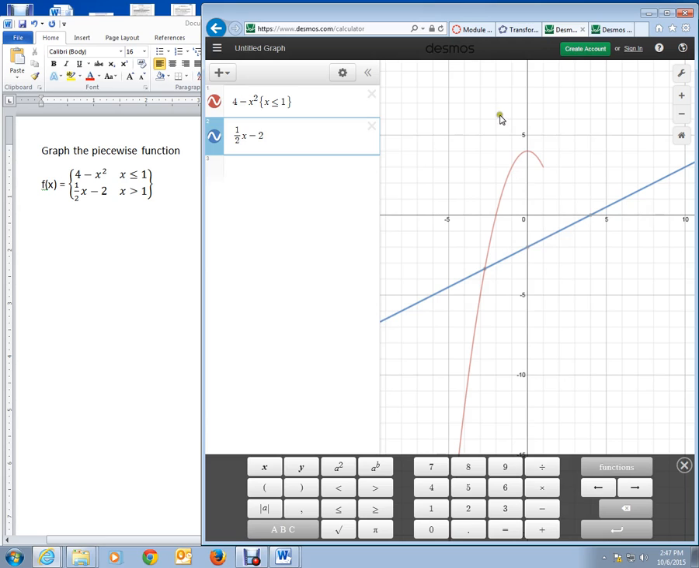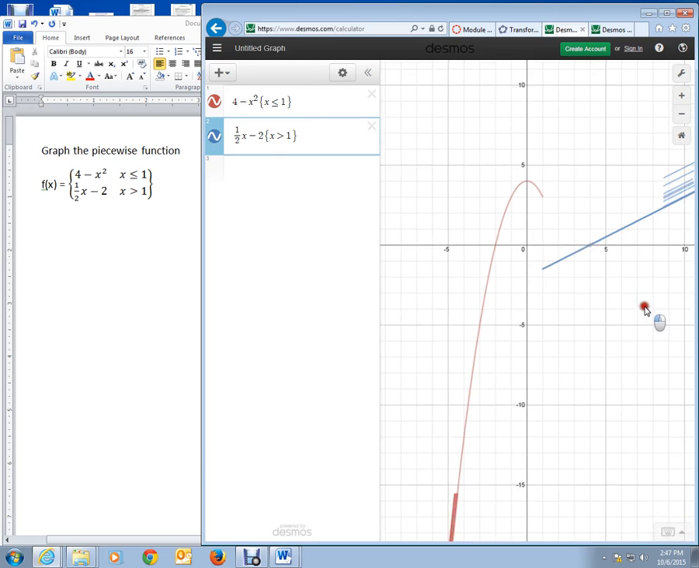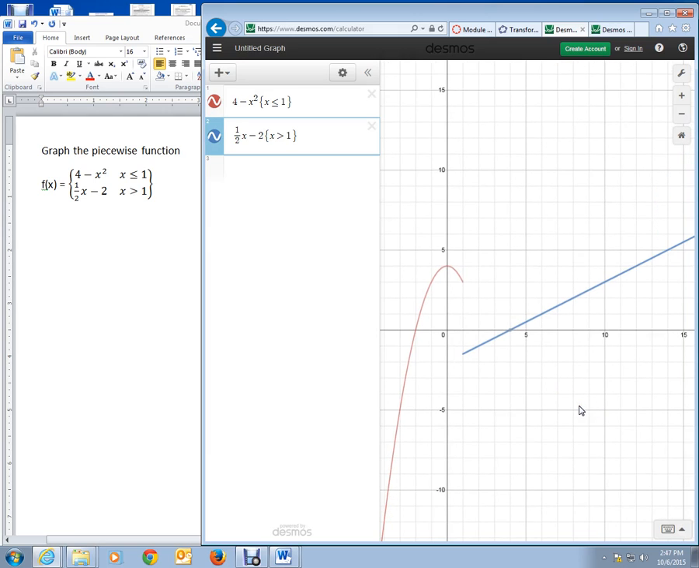But then this does not pass the vertical line test. This is not a function the way it's defined. So we'll go up here and we'll put in the curly braces, and we'll specify for values of x strictly greater than 1. And there we have it. We have our graph of the piecewise function, the downward parabola, 4 minus x squared for values of x less than or equal to positive 1.